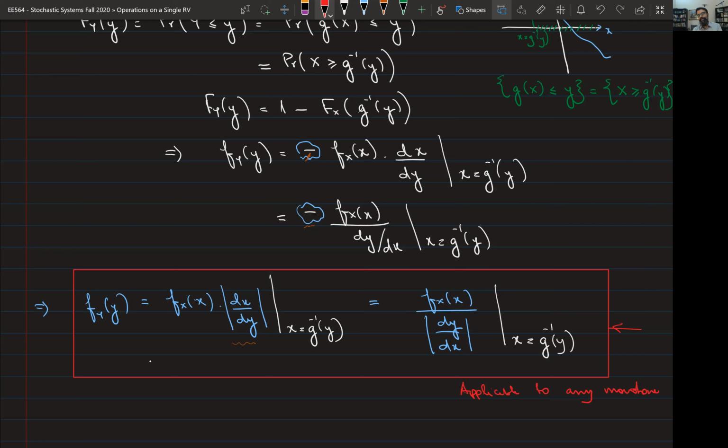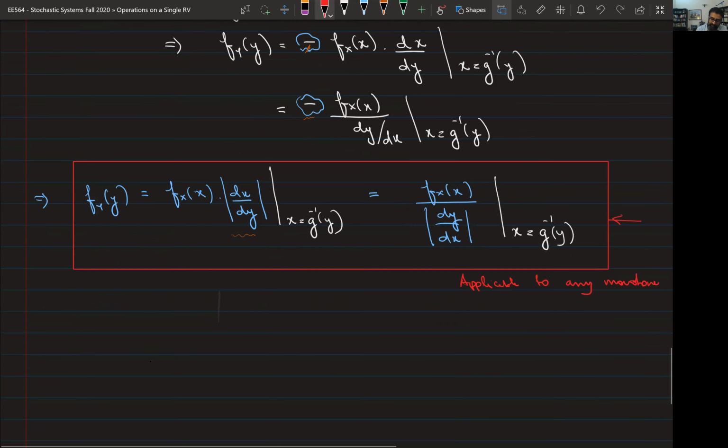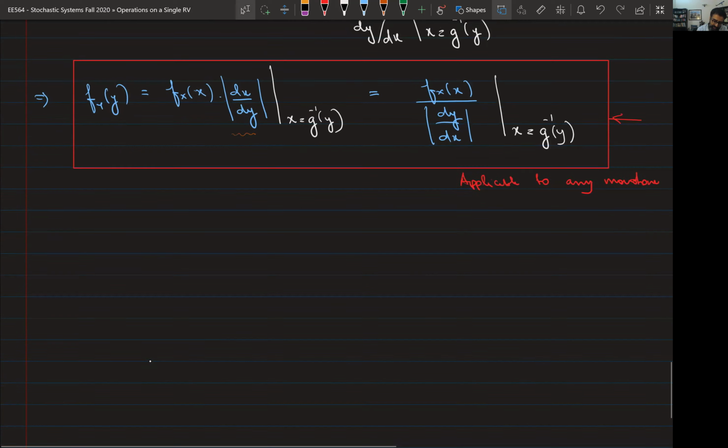Now we want to go a step further and see what happens if the function is not necessarily a monotone. So this is section 4: non-monotonic functions.